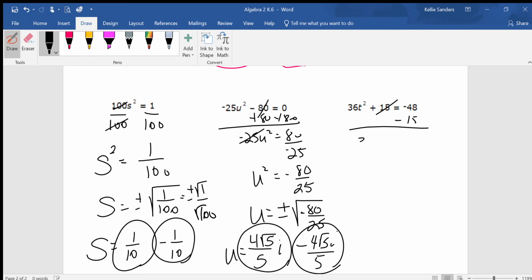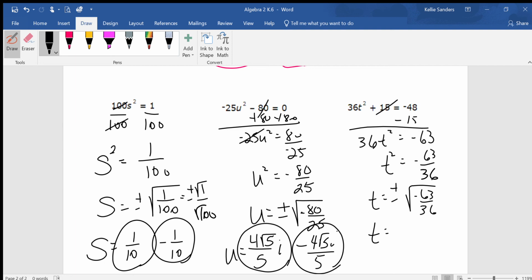Subtract the 15. 63. Again, I know that reduces, but I know I'm going to take the square root, and I know I can take the square root of 36, so I am not going to reduce it. And square root of 63 is 3 square root of 7. So 3 square root of 7i over 6, and negative 3 square root of 7i over 6.